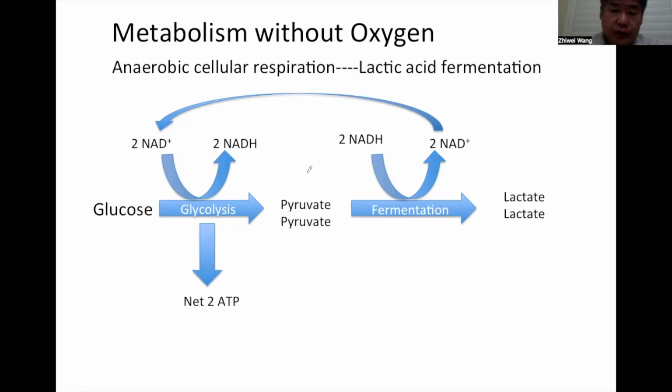Certainly when oxygen is available, you will go through the TCA cycle, or the citric acid cycle, for pyruvate. But when oxygen is lacking, pyruvate will go through a fermentation step to form lactate. Like when you run fast or exercise heavily, sometimes you feel sore in your muscles. That's because you have a fermentation process going on in your muscle cells. So NADH is oxidized and will drive this fermentation process.